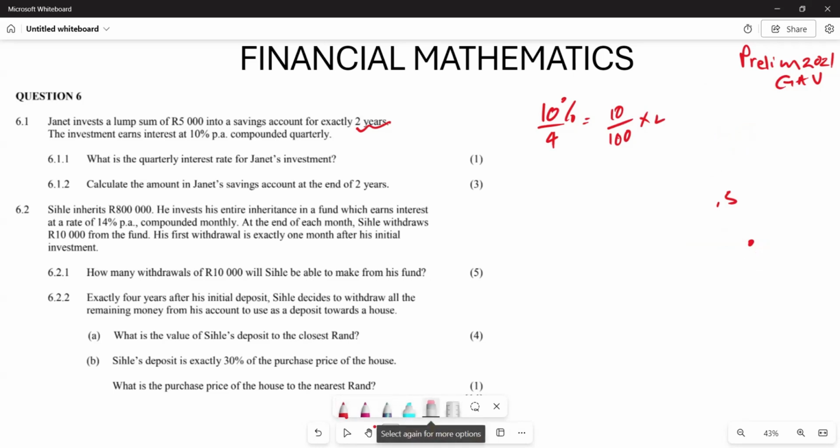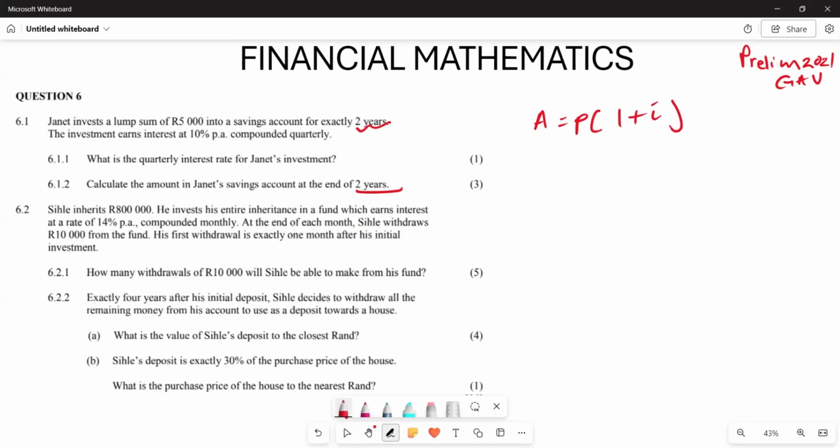Now let's move swiftly along. What is going to be the next question here? They say calculate the amount in Jeanette's savings account at the end of 2 years. Now, what type of account is this? Number one, this is just a compounding account, right? So this is A equals P into 1 plus i to the power of n, right?